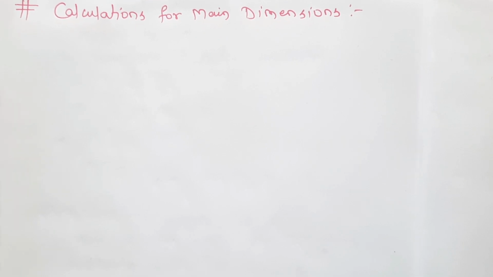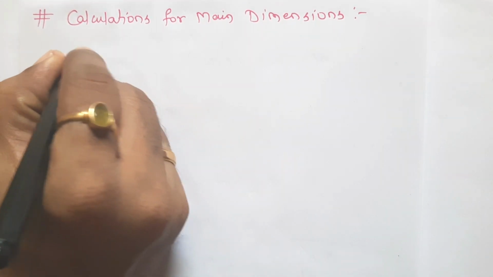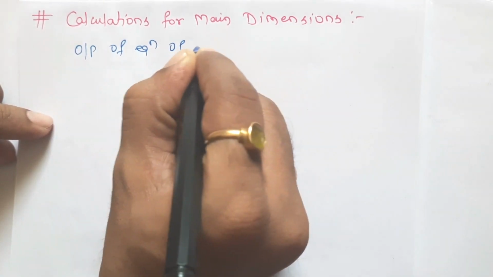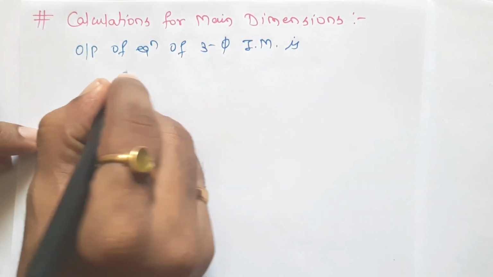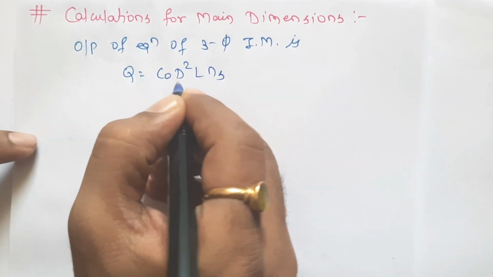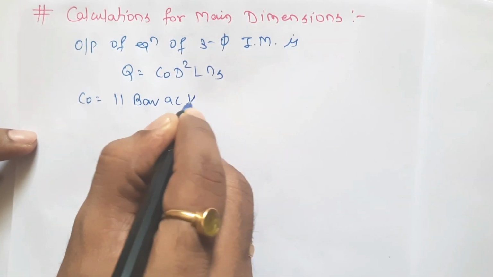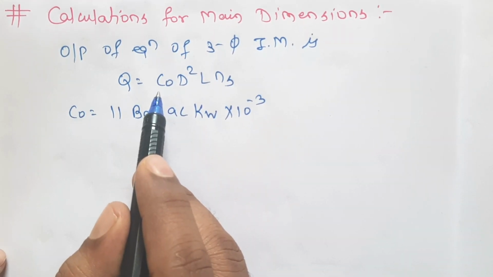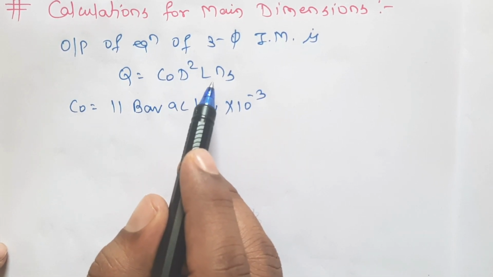Today we are going to discuss calculations for main dimensions, that is D and L. We know the output equation of a three-phase induction motor is Q is equal to C0 into D square L Ns, and the value of C0 is 11 B_av ac kW into 10 to the power minus 3. C0 is the output coefficient, D is diameter, L is stator core length, Ns is synchronous speed.